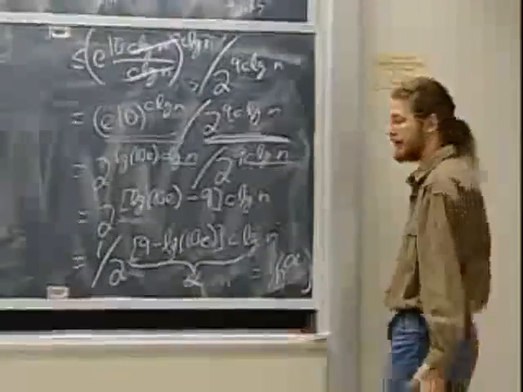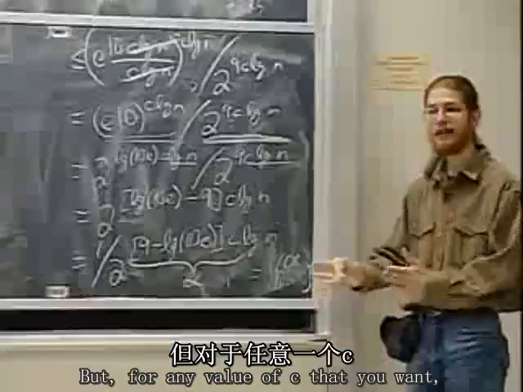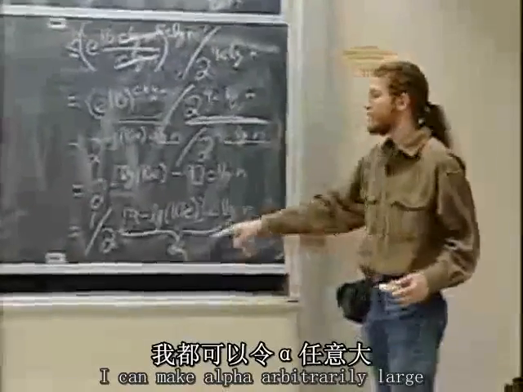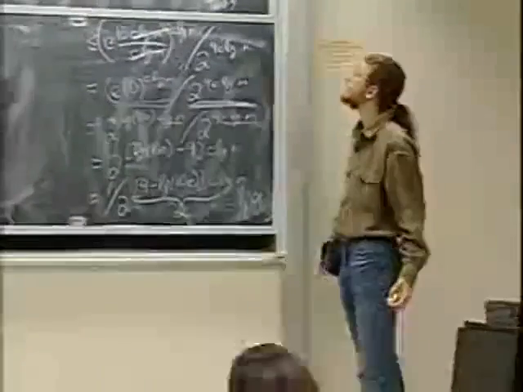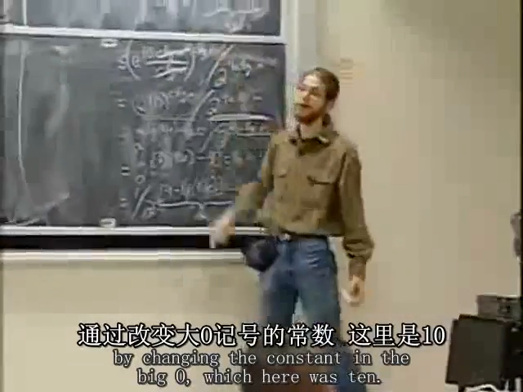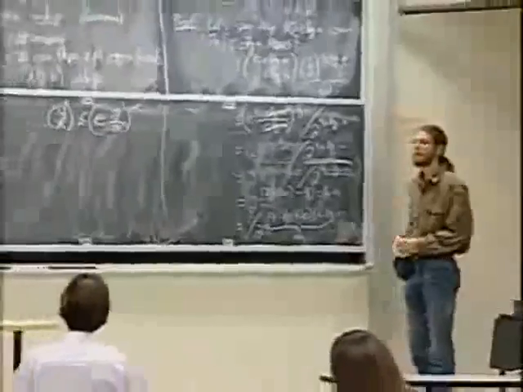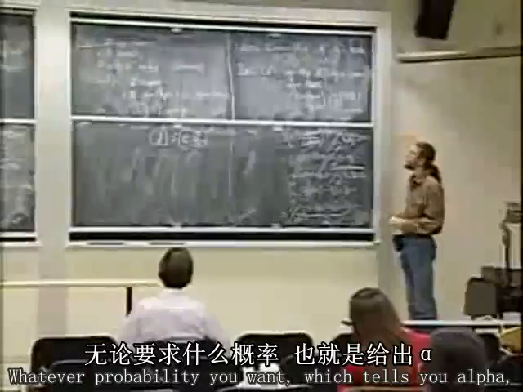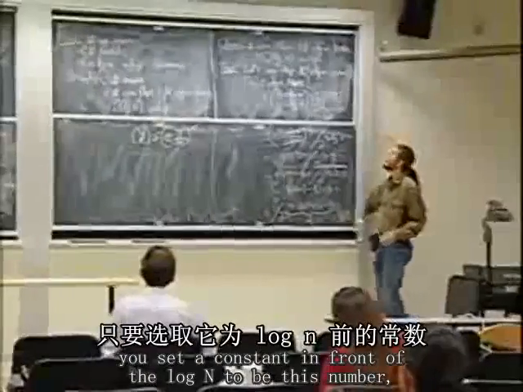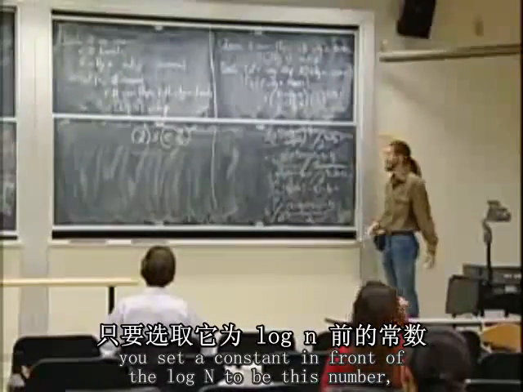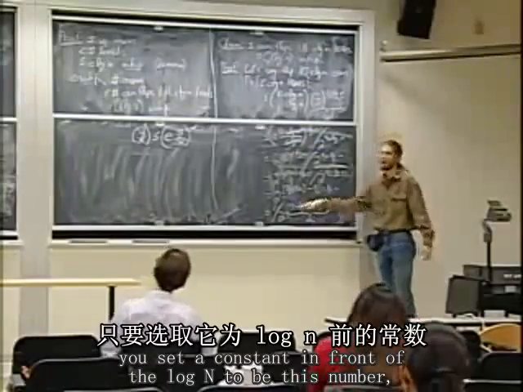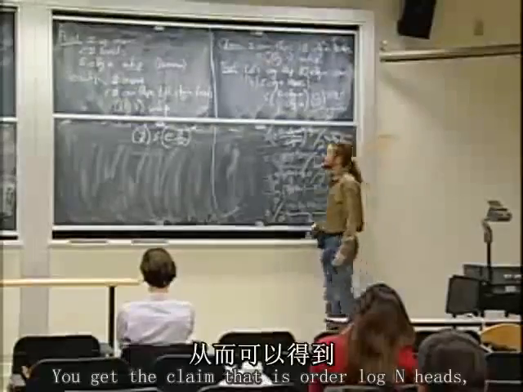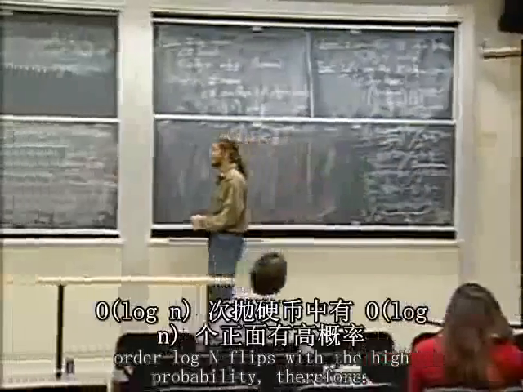Gets bigger. And there's a c out here. But for any value of c that you want, whatever value of c you wanted in that claim, I can make alpha arbitrarily large by changing the constant in the big O, which here was 10. Okay, so that claim is true with high probability. Whatever probability you want, which tells you alpha, you set the constant in front of the log n to be this number, which grows, and you're done. You get the claim. It's order log n heads, or order log n flips with high probability.